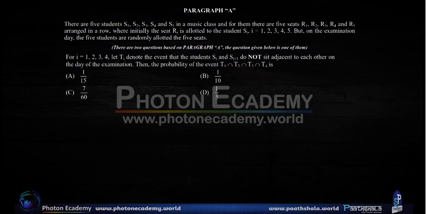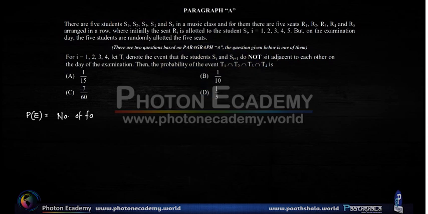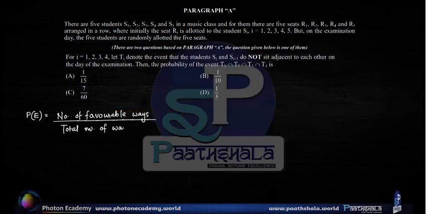So first we have to find the probability of something. The probability of an event is equal to the number of favorable ways or outcomes divided by the total number of ways possible. The total number of ways.